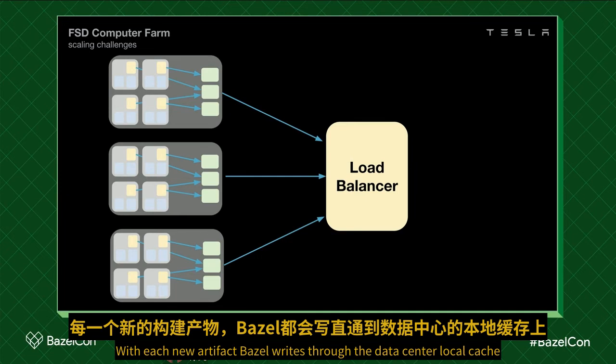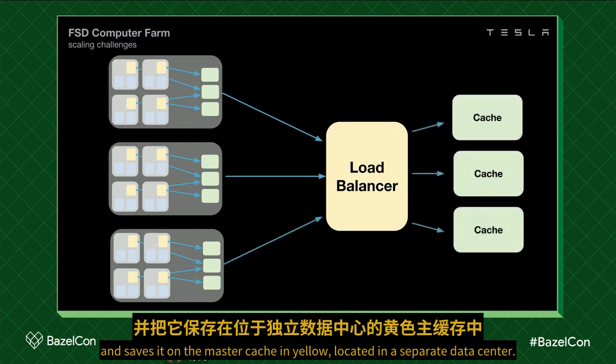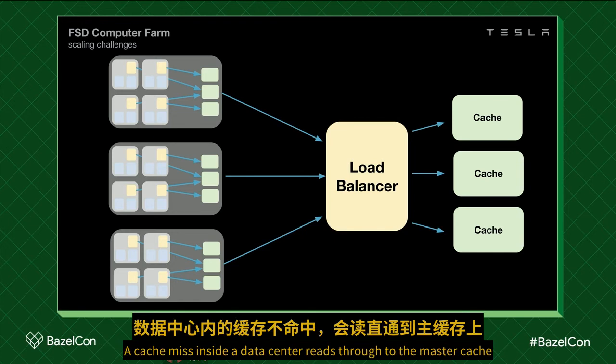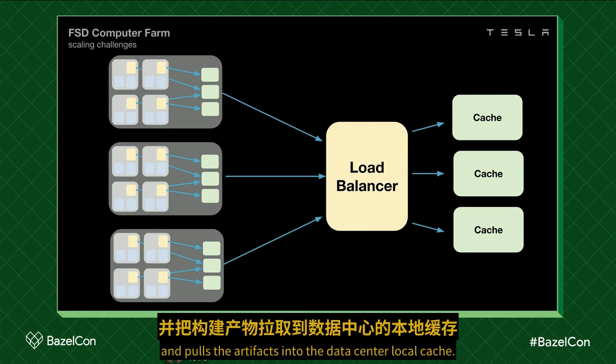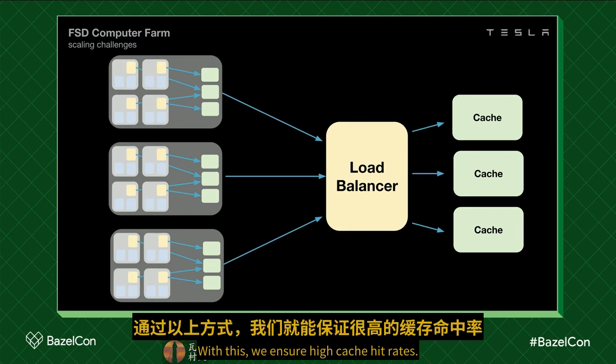With each new artifact, Bazel writes through the data center local cache and saves it on the master cache in yellow, located in a separate data center. A cache miss inside a data center reads through to the master cache and pulls the artifacts into the data center local cache. With this, we ensure high cache hit rates.